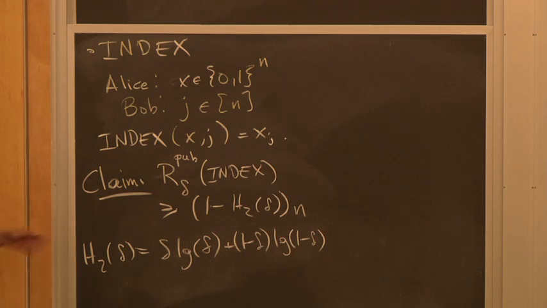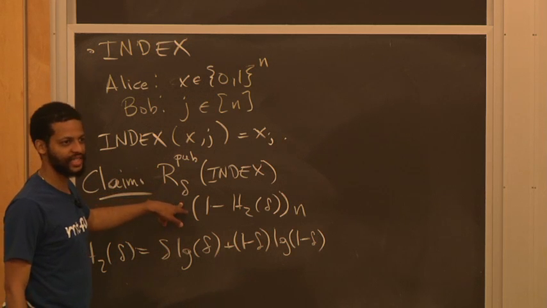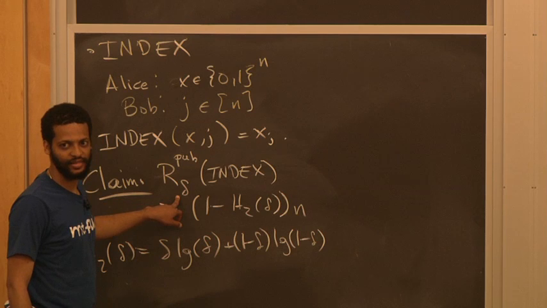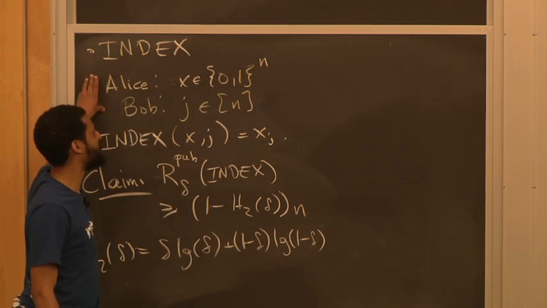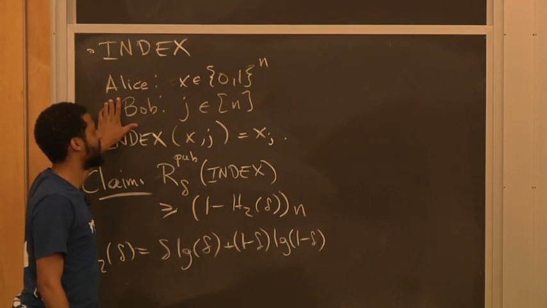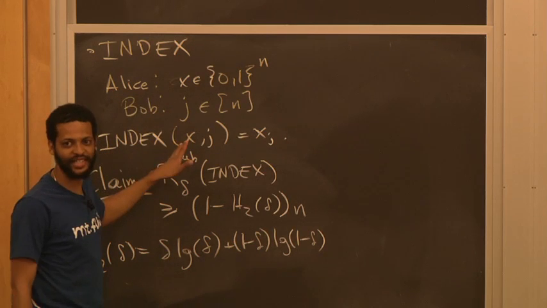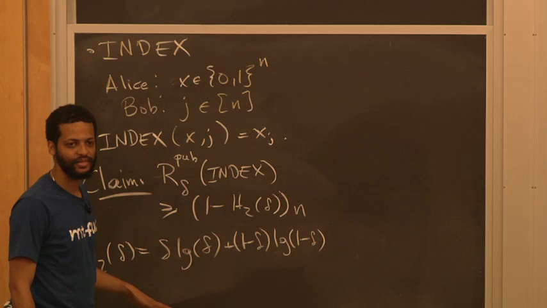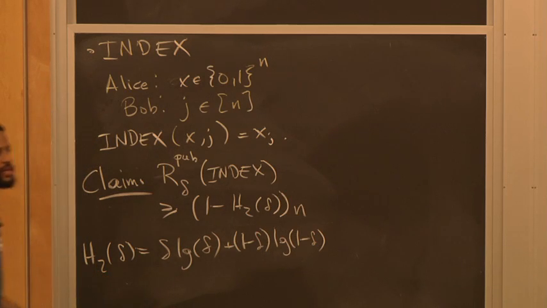Okay. In fact, it's even true that the distributional complexity of this problem, where mu is the uniform distribution, so Alice gets a random string and Bob gets a random index, even that thing has the same lower bound. Okay. Yeah. Question.